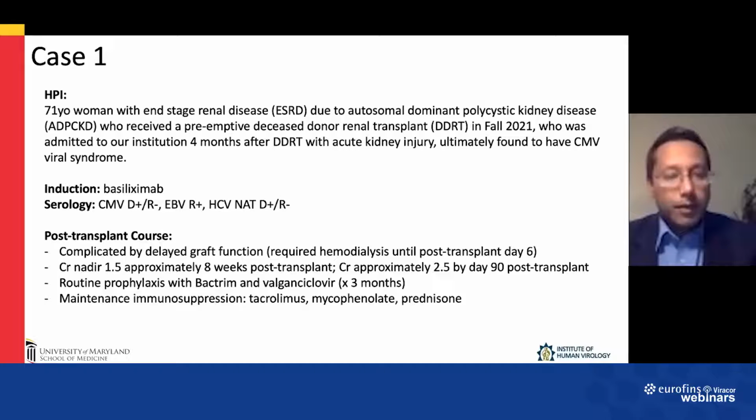Her post-transplant course was somewhat complicated. She initially had delayed graft function and required hemodialysis until post-transplant day 6. Her creatinine did nadir at 1.5 approximately 8 weeks after her transplantation. However, by 90 days after her transplant, her creatinine had increased to about 2.5.